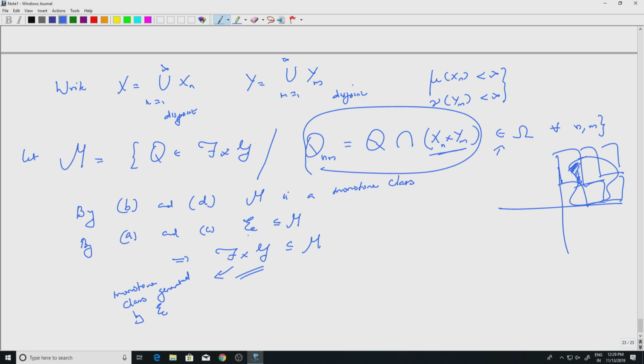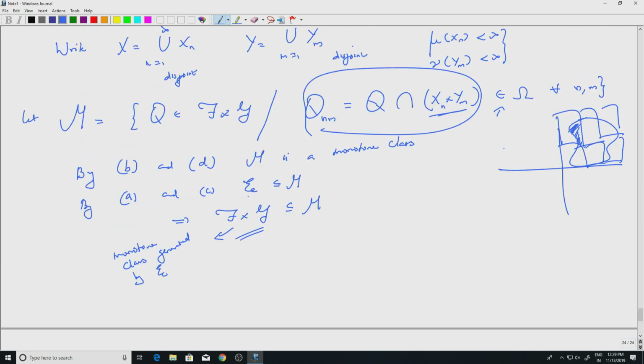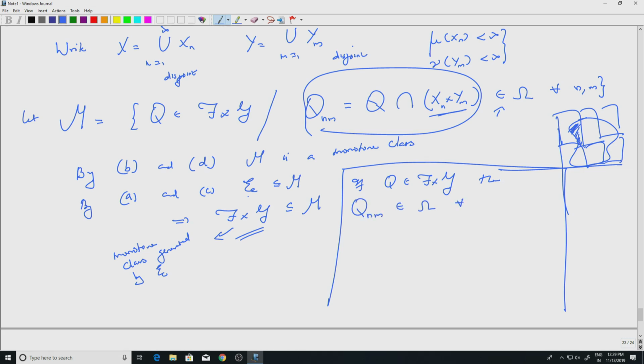So the last line. Okay, maybe I'll write it here. So if I take Q in script F cross script G, then Q_nm belongs to omega for every n and m, right, because of this. This is what we have just proved. Okay. So this implies that Q equal to union Q_nm, remember this is a countable disjoint union, right, will also belong to omega, and that is all we wanted to prove.